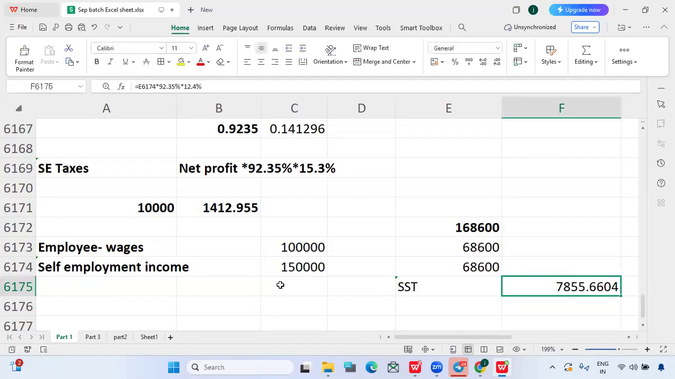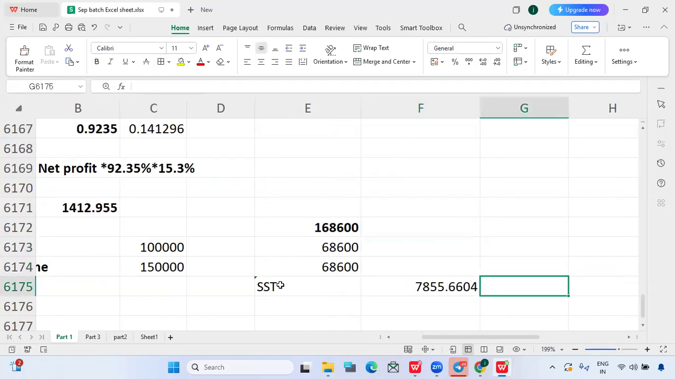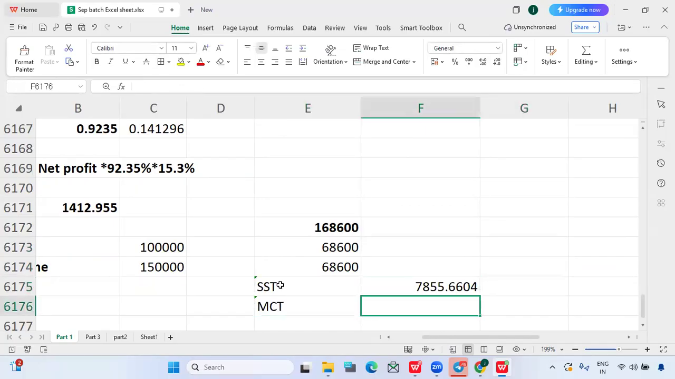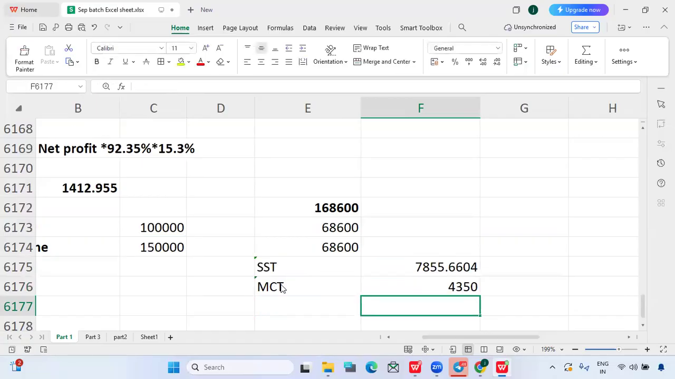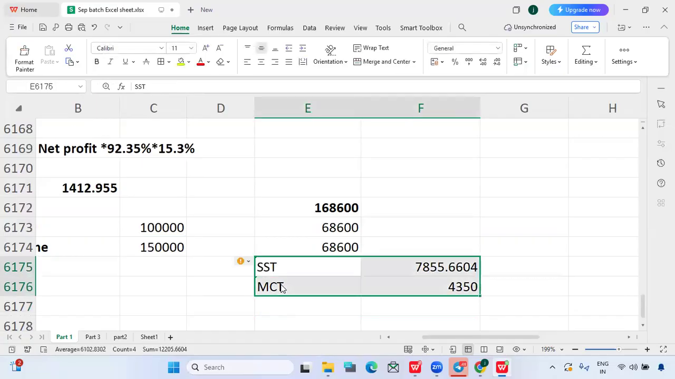Guys, getting this point? And what about Medicare? So Medicare taxes we have to pay on 150. So here into how much percentage? 2.9 percentage. Okay, so let's quickly see the SE taxes.